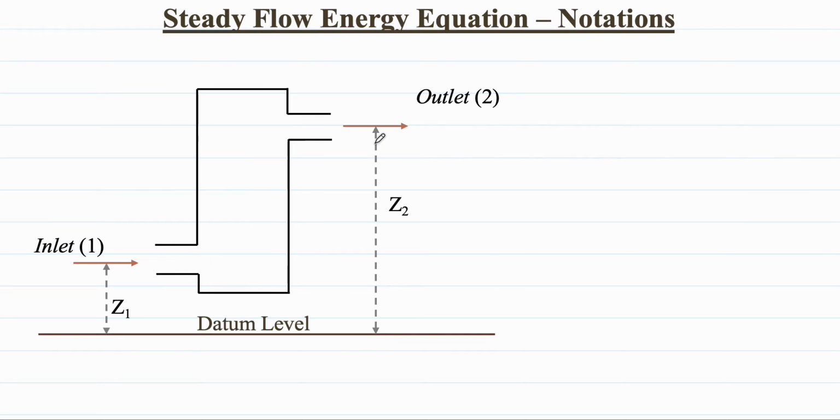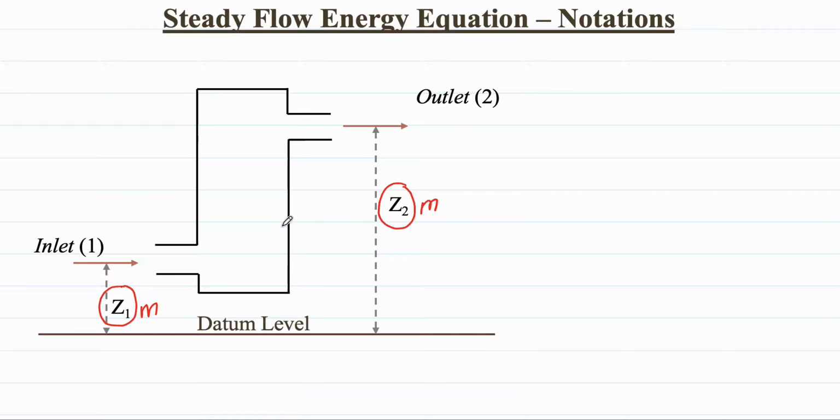So now let's learn the notations for steady flow energy equations. On the inlet, we have the height from the datum, which is Z1, whose unit is meter, and at the outlet we have Z2, which is the height of the outlet from the datum. As you can see, we consider the exact center point of the pipe to measure the height, and Z2 also has the unit meter.